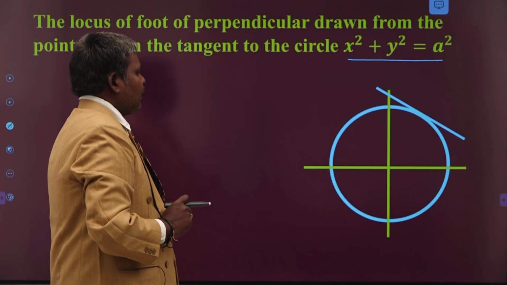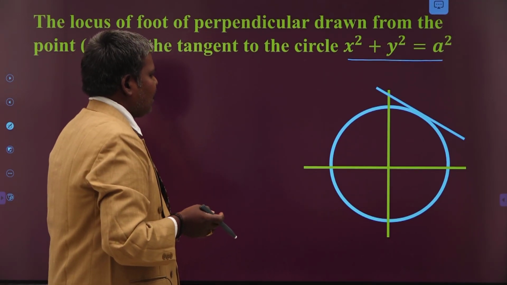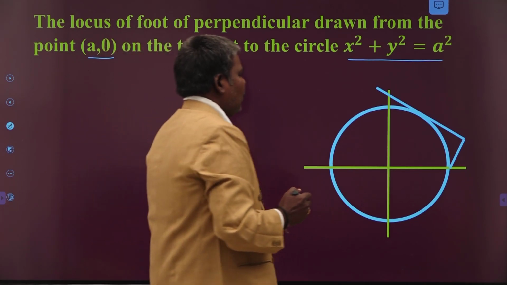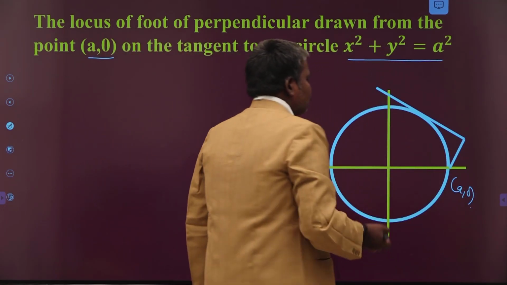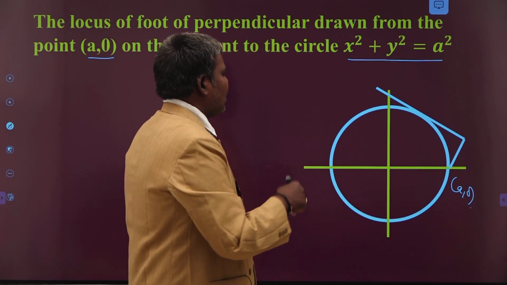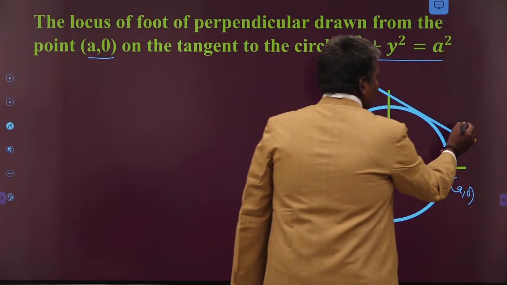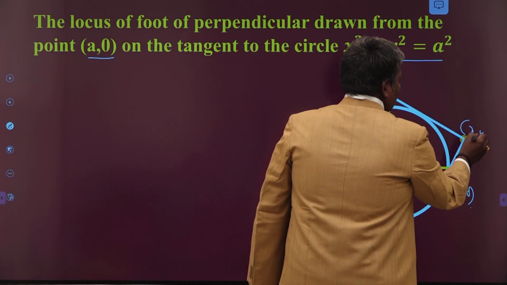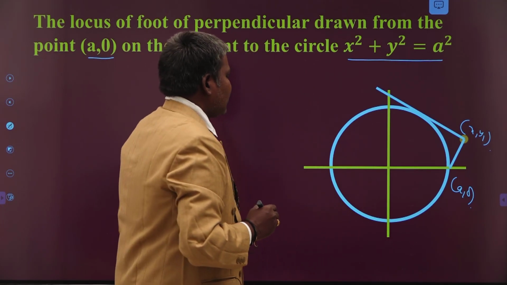This is the tangent. Any tangent to that one, you can draw infinite number of tangents. This is the point (a, 0). We are going to find the foot of perpendiculars drawn from (a, 0) to the variable tangents. This is the point you have to take, this is on my locus. This is the point on the locus. What is (a, 0)?